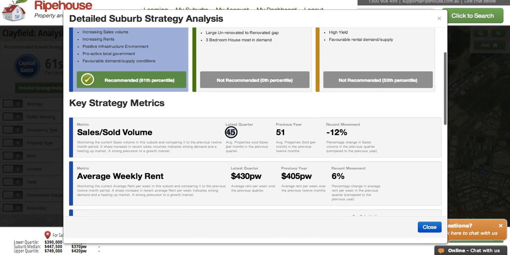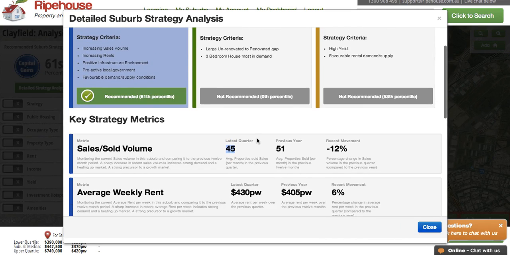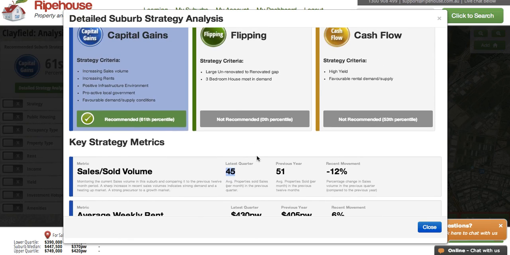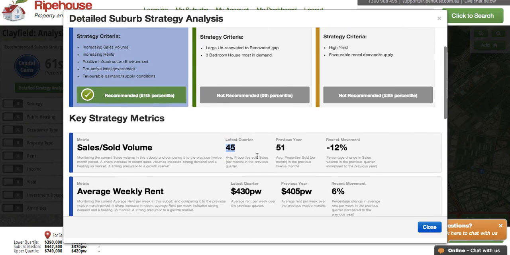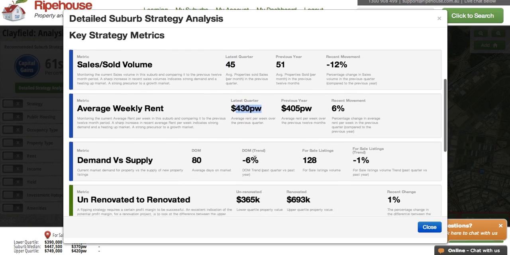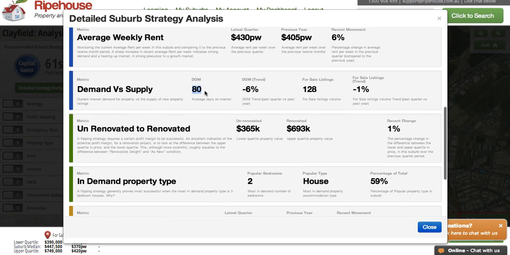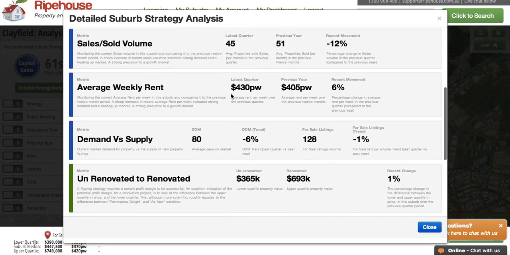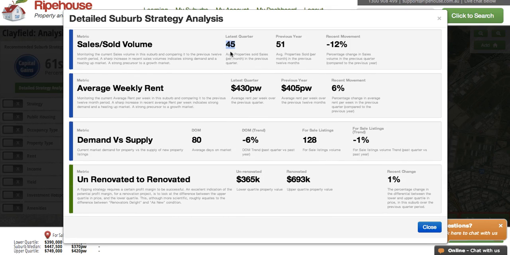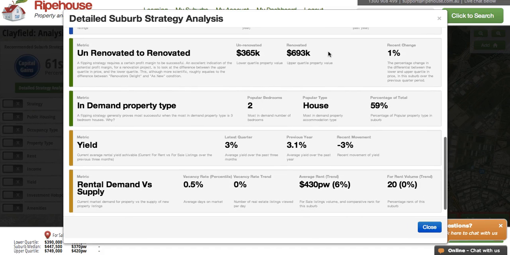Sold volumes is slightly decreasing, it's down by 12% in the previous quarter. We looked for increasing sales volumes for capital growth. Rents increasing by $25 a week in the previous quarter, which is great. Days on market decreasing. So what we're doing is we're validating why the capital growth is recommended. So it's reasonable fundamentals. I would like to see sales volume a little bit more stable than this, but all the numbers are here. This is relating to the 3 core strategies.